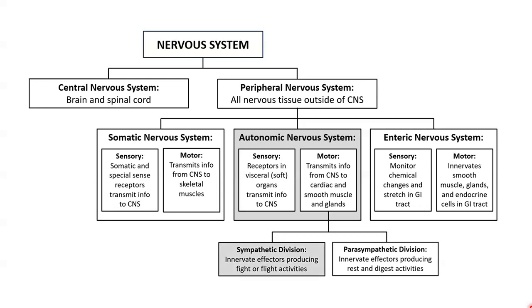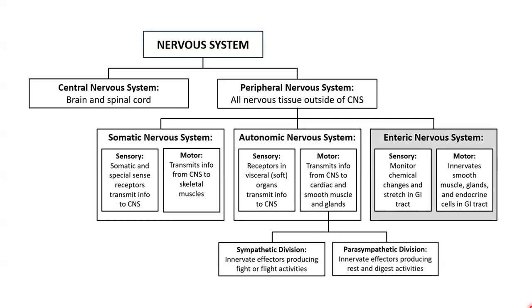The effectors that are innervated by the sympathetic division produce fight or flight responses, so increasing heart rate, increasing your respiratory rate or how fast you breathe, increasing blood flow to the brain and muscles. The effectors that are innervated by the parasympathetic division produce rest and digest activities, such as increasing the rate of digestion, slowing heart rate, and increasing the filtration of blood.